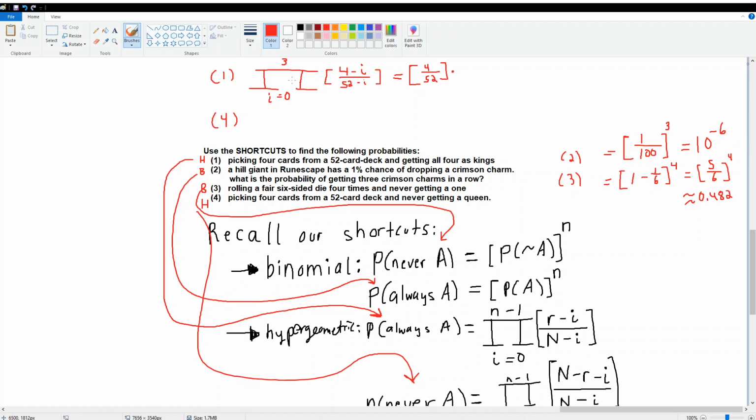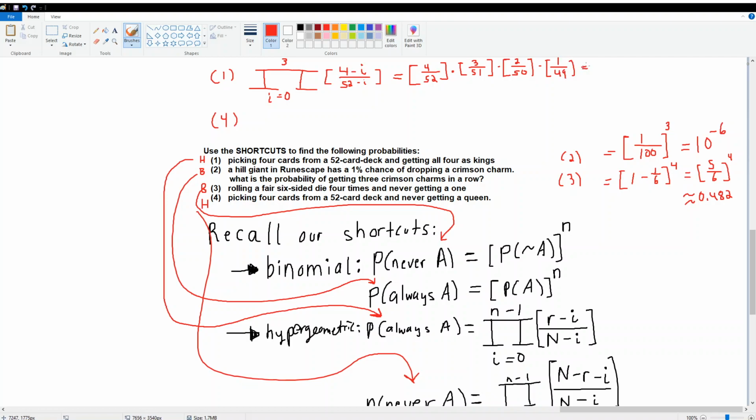All right, now our next one, we're going to increment I to 1. 4 minus 1 is 3. 52 minus 1 is 51. Now, since our stopping point is 3, we're going to go past 1. Now we're going to make I 2. So now we have 4 minus 2, which is 2. And then we have 52 minus 2, which is 50. And then finally, we have I equals 3. This is our last one. So we have 4 minus 3, which is 1. And then 52 minus 3 is 49.